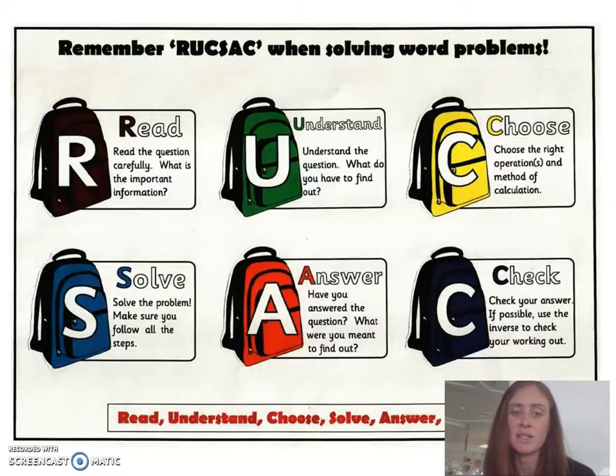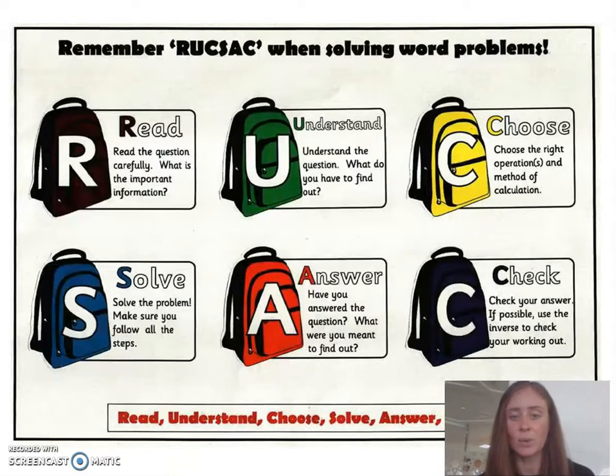So first of all, we read it. What is the important information? I always get the children to underline what I think or they think is important. U is for understanding the question. What do you have to find out? C, we choose the correct operation. So are we deciding it's going to be an add, subtract, multiply or divide? S is we solve the problem, making sure you follow all the steps.